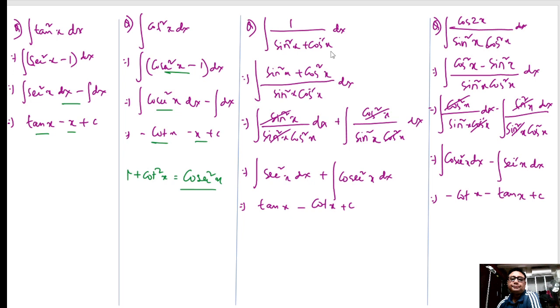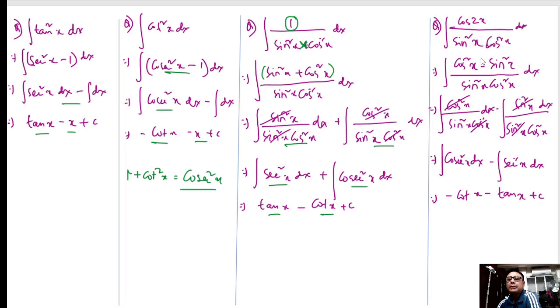Now here, this is multiplied. So the 1 I can write as sine square x plus cos square x. You know this formula. Instead of this 1, I can write this. Now separate it like this. So this cuts. So 1 by cos square is sec square, 1 by sine square is cosec square. Sec square is tan x, cosec square is minus cot x.